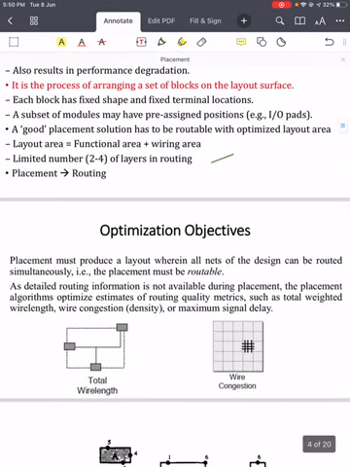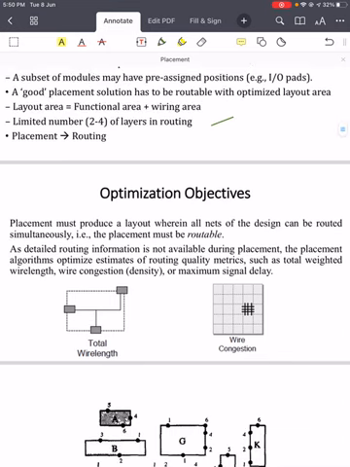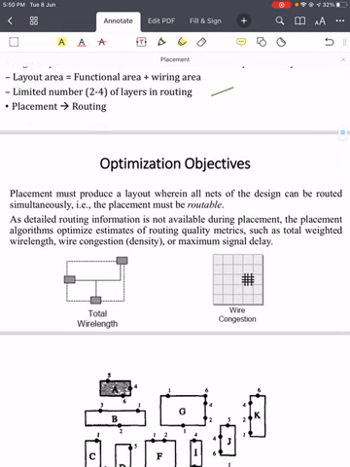Now this is the optimization objectives of the placement. The placement must produce a layout wherein all the nets of the design can be routed simultaneously. That means the placement must be routable. As detailed routing information is not available during placement, the algorithms optimize the estimates of the routing quality metrics such as the total weighted wire length, the wire congestion, or maximum signal delay.